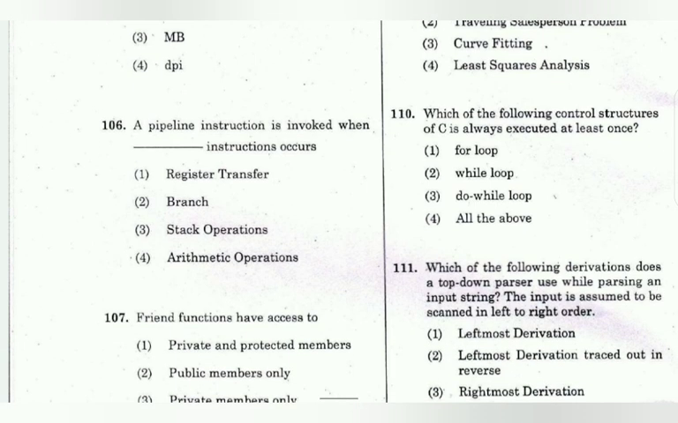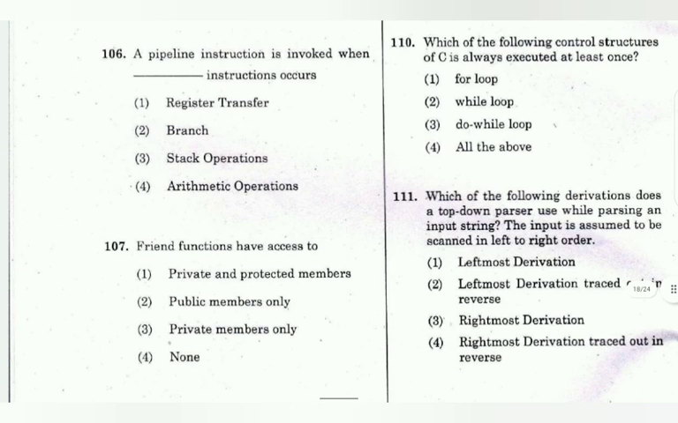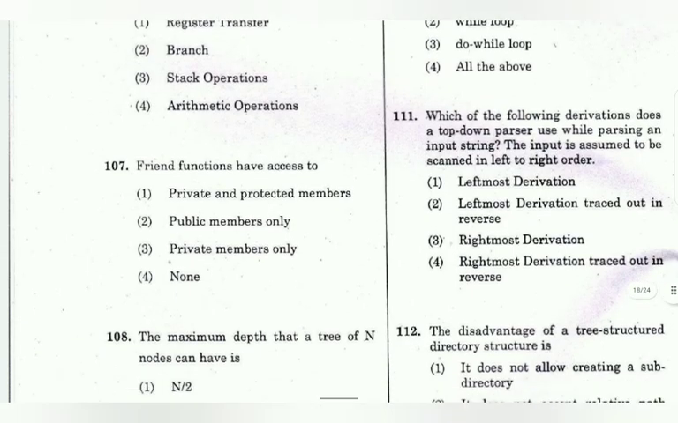Which of the following control structures of C is always executed at least once? So in C, the do-while loop ensures that the code block runs at least once even if the condition is false from the start. For and while loops, the condition is checked before the first execution, meaning they may not run even once. So option 3, do-while loop, is the correct answer.